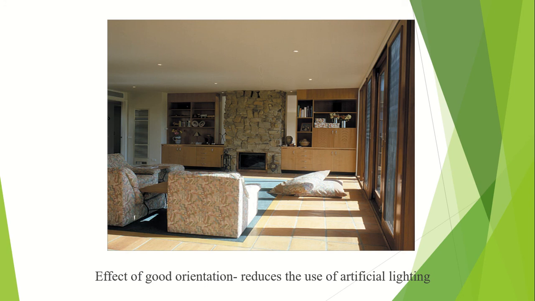In this particular image, the effect of good orientation is shown. What do you mean by good orientation? Good orientation means it should get maximum benefit of wind and sunlight. In this picture we can get the idea that as the sunlight is falling inside the room, it automatically reduces the use of artificial lighting.